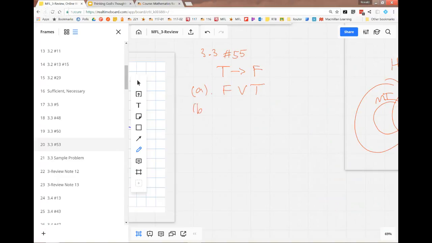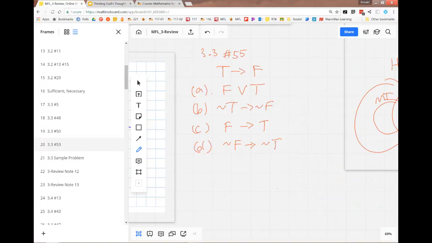B is, if Mary is not in Tampa, then she is not in Florida. C, if Mary is in Florida, then she is in Tampa. And D, if Mary is not in Florida, then she is not in Tampa. Does that help you look at them?